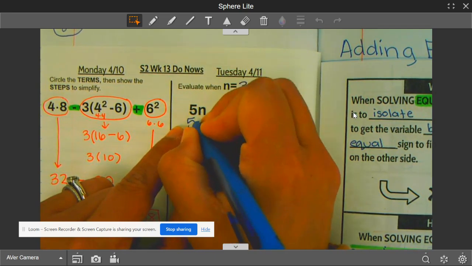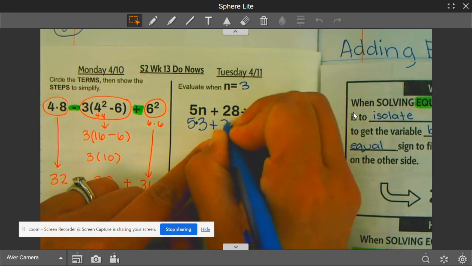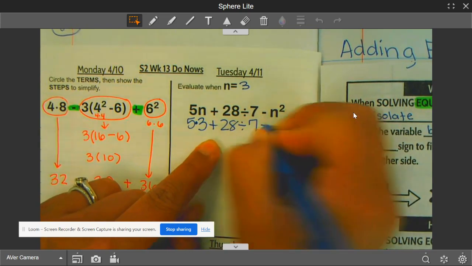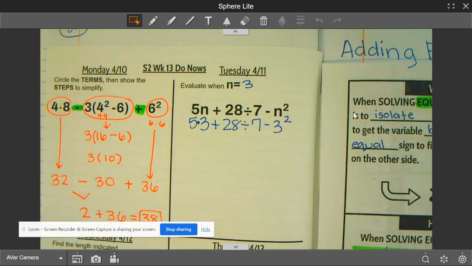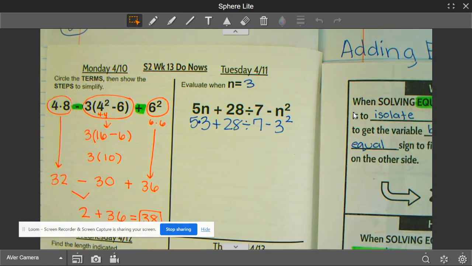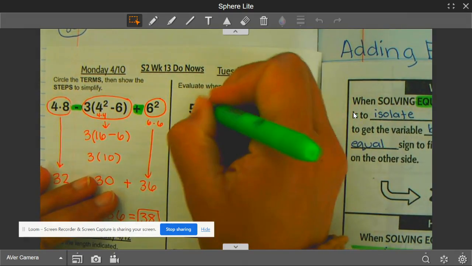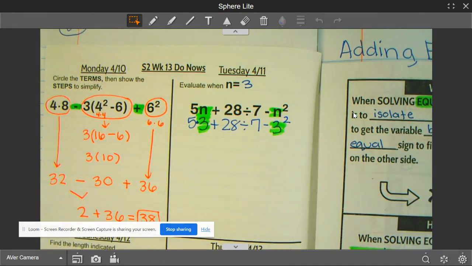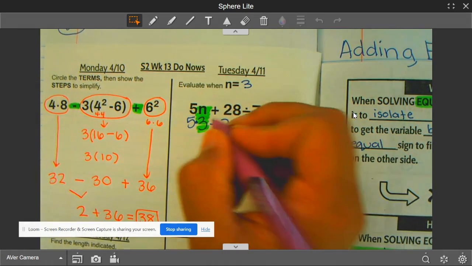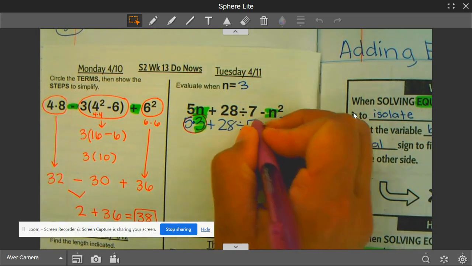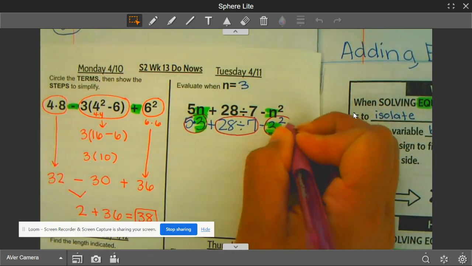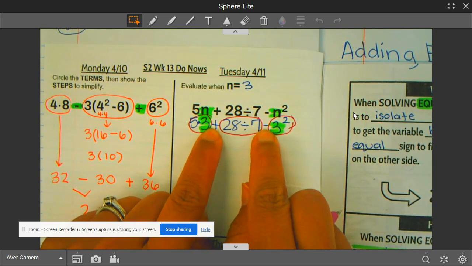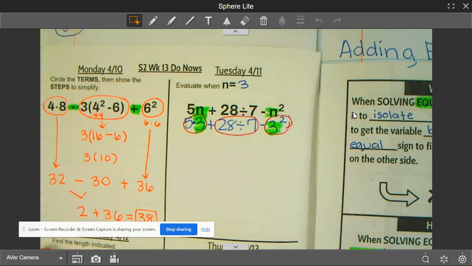Not 53, but 5 times 3, and 3 to the second power. All right, so n is 3. There it is. All right, now it becomes just like Monday, where I have to simplify this numerical expression. So it is separated by plus and minuses. So here's a plus, here's a minus. That means I have 3 terms.